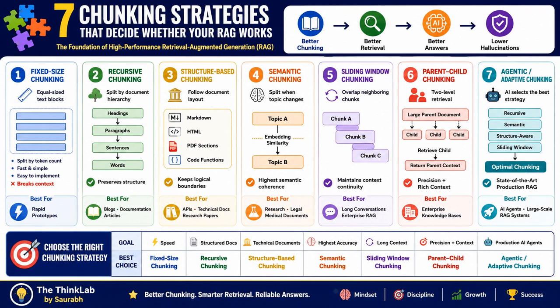Now we are moving to the next strategy, strategy 5, sliding window chunking. In this approach, the neighboring chunks overlap. For example, chunk A may share its last 100 tokens with chunk B, right? This overlap preserves the context across the chunk boundary. So if important information appears near the end of one chunk, it's also available in the next chunk.